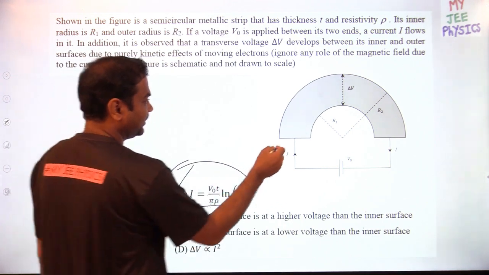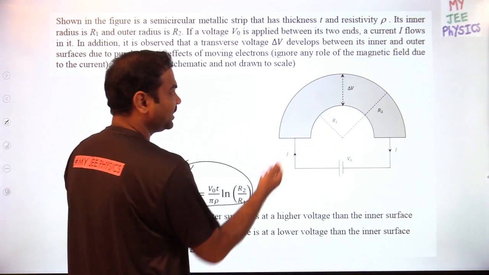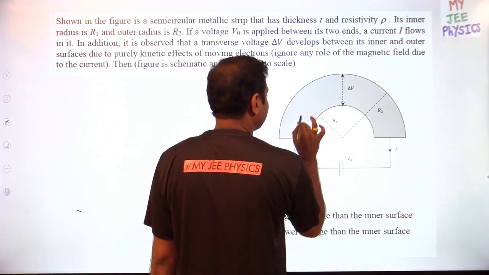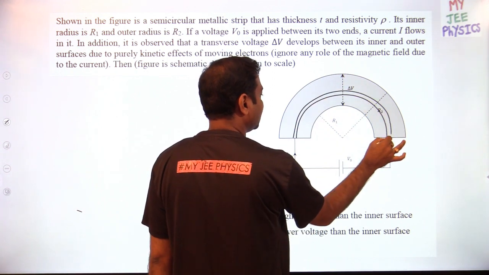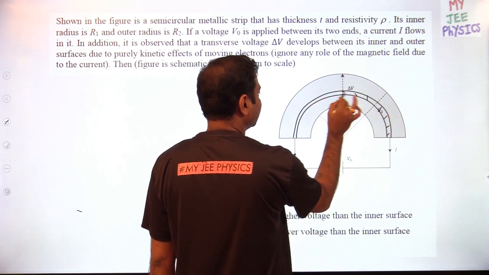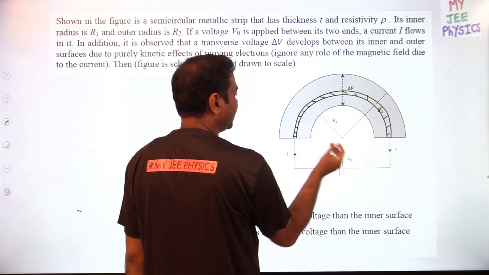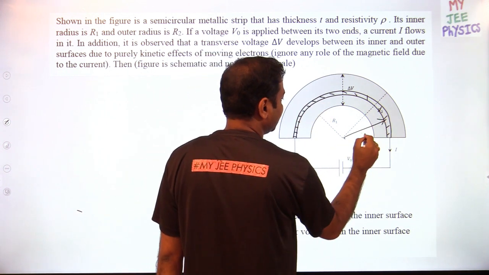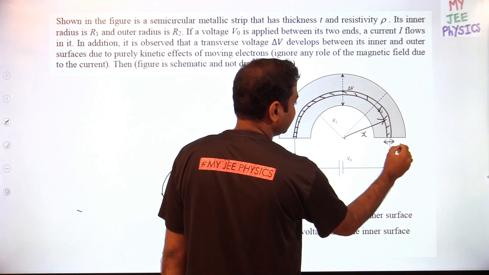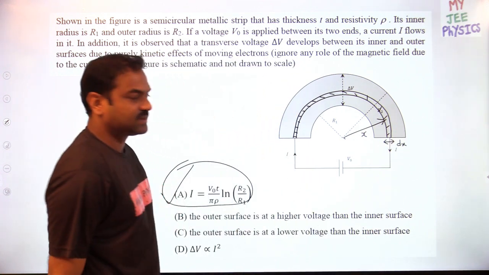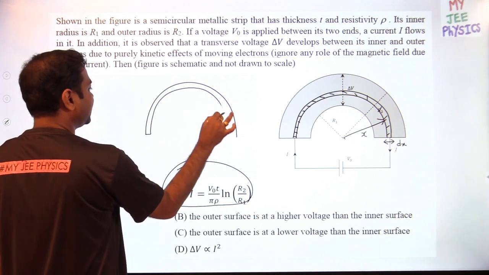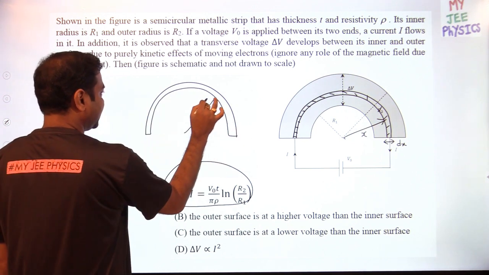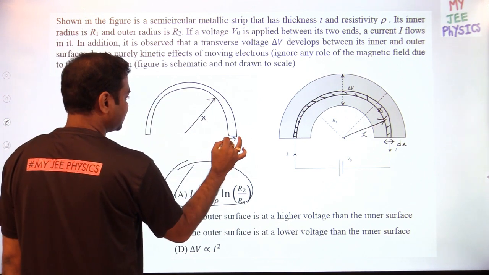For that I am taking this strip. Here I am taking a small part, something like this. Like that, if I take two different small parts, you can take any radius, because radius is the variable I am taking as x, and dx is the thickness. So I am taking one strip so that I can integrate. The radius of the strip is x and the thickness of the strip is dx.